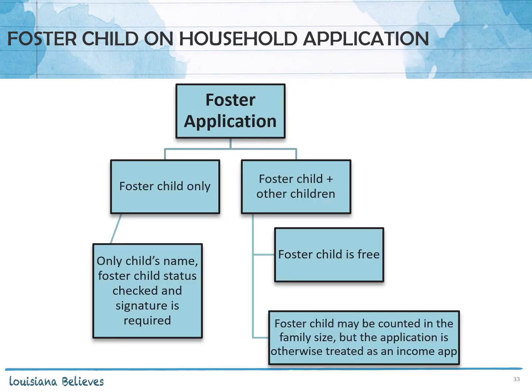This slide shows a visual for foster child applications. If the application is for the foster child only, then only the child's name, foster child status box checked, and a guardian signature are required. However, if the application is for both a foster child and other children in the household, the foster child is automatically certified as free, and the foster child may be counted in the family size for an income application for the remaining non-foster children in the household.